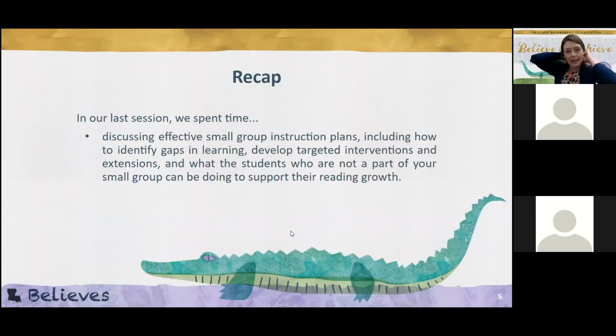Now, in our last session yesterday, we talked about small group instruction. We talked about how we plan for small group instruction, how we identify gaps in learning, and how we develop targeted interventions and extensions to meet the needs of our students. Small group really fills in the gaps that emerge after you've provided your whole group core instruction. And remember, we talked about how effective small group instruction is responsive, meaning you're responding to student needs as they emerge. It's inclusive, which means that all students might need small group instruction at one time or another.